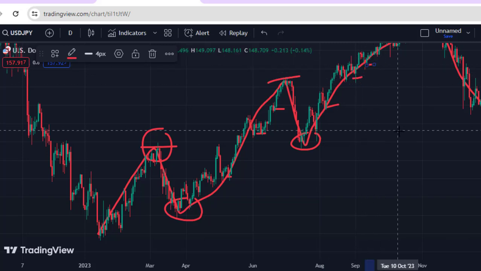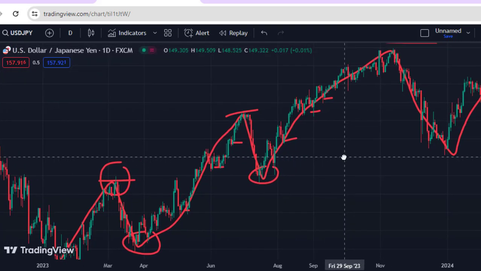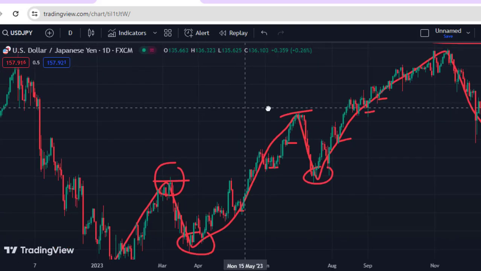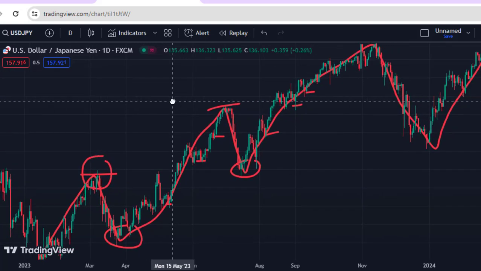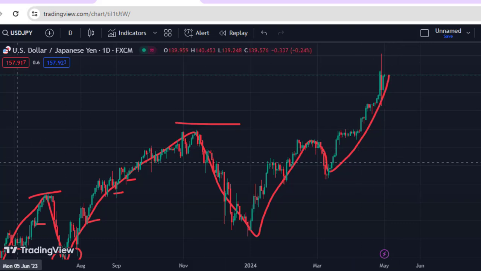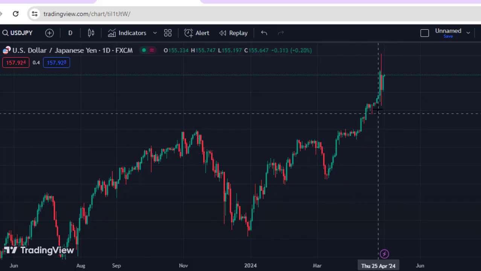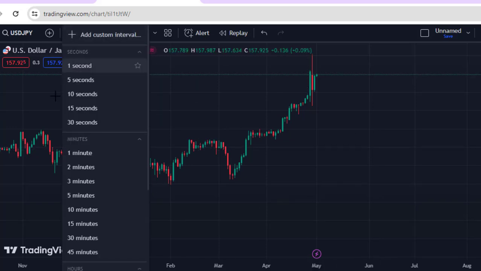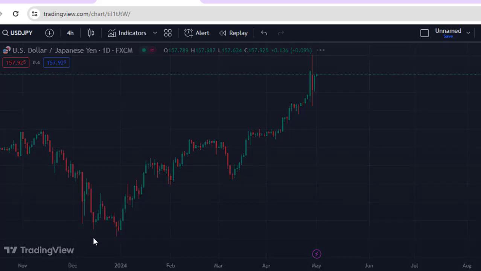We are only paying attention to the major moves and major retracements on the higher time frame, and then you go back to the lower time frame to take your trade in line with what the major areas have already shown you on the higher time frame. So if I go back right here to the 4-hour chart on USDJPY, I want to show you something very important.